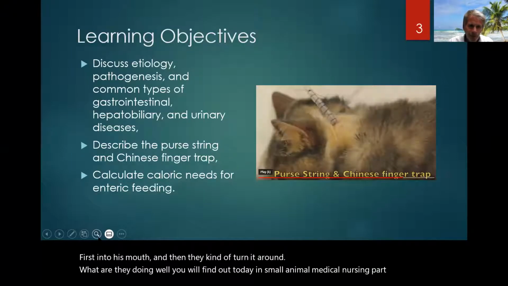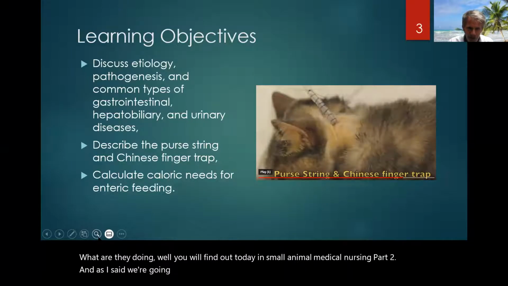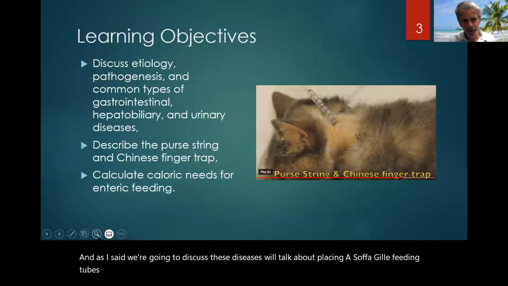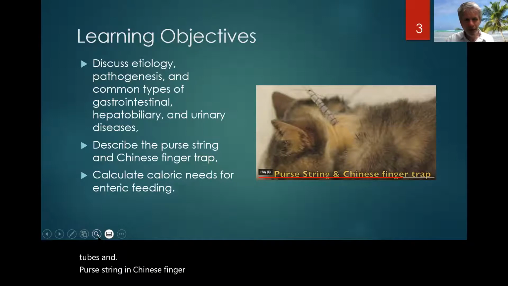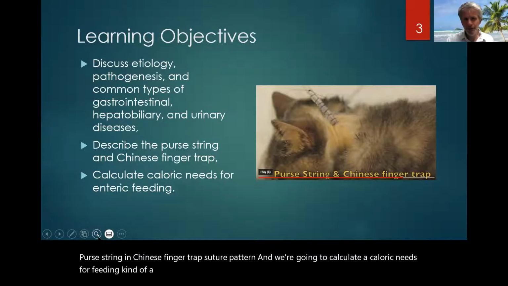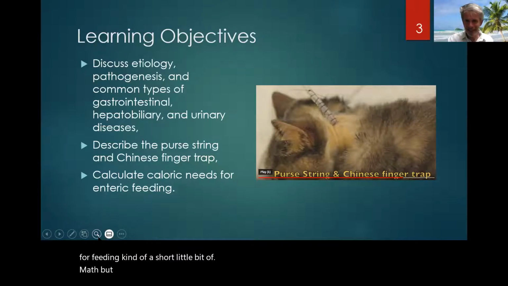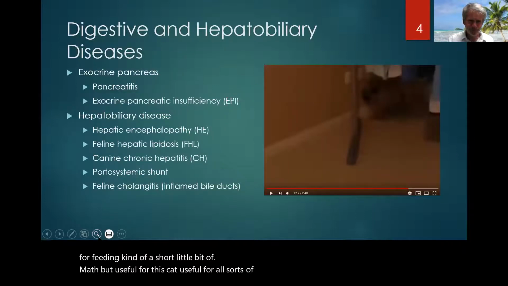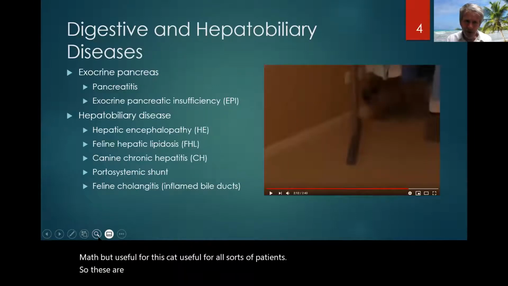And as I said, we're going to discuss these diseases. We'll talk about placing esophageal feeding tubes and the purse string and Chinese finger trap suture pattern. And we're also going to calculate caloric needs for feeding. Kind of a short little bit of math, but useful. Useful for this cat, useful for all sorts of patients. So these are the disorders that we'll talk about first.